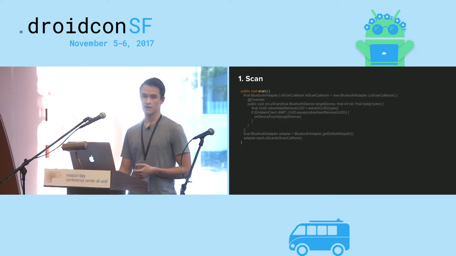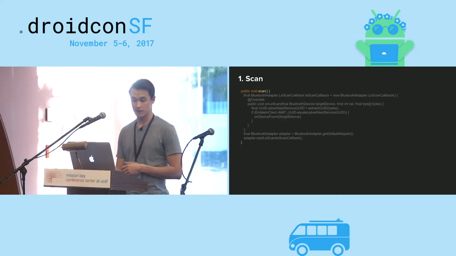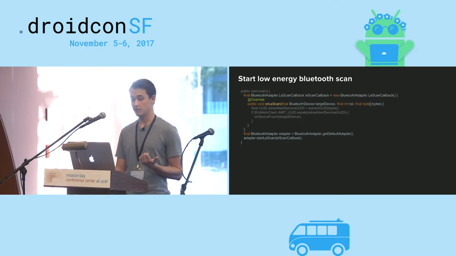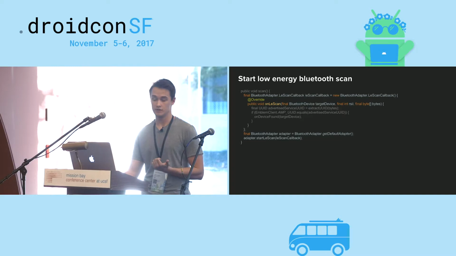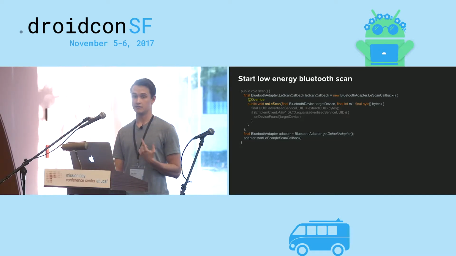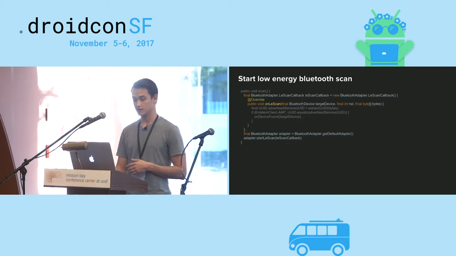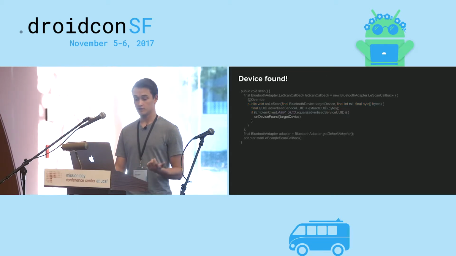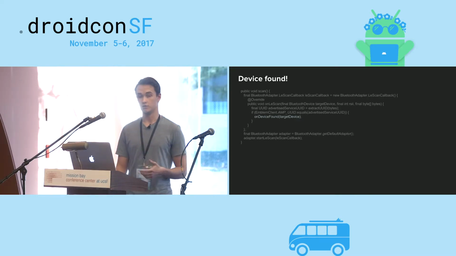So the first step is scanning, and I've outlined a method here. It's just the scan method, and we take the Bluetooth adapter from default Android APIs and start a low-energy Bluetooth scan, which will start getting callbacks of new devices in our area. This is just part of default Android APIs. To find the device that we want, we take the bytes which were advertised in that advertisement frame, extract an ID from them, and then see if it matches the service that we're looking for, which is the AMP service. If it is the one we're looking for, then we found our device. We can move on to connection.